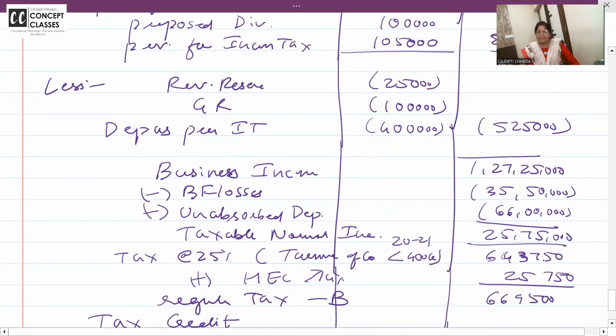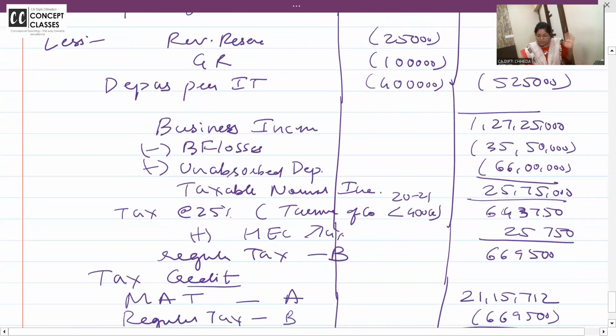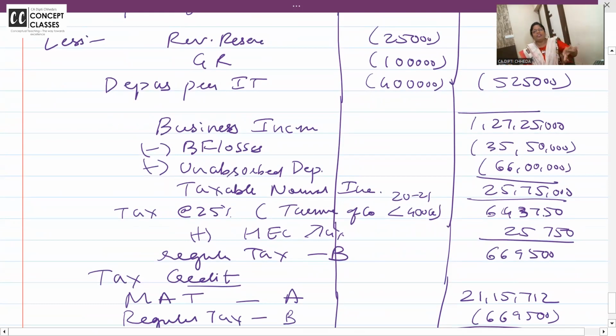Chalo. Did you all like this problem? This was a long problem, dear students. Many times in your exam, they're just asking you to calculate the book profit or calculate the MAT. Do that. Don't do the income tax side. And I am telling you, this problem was easy. If they ask you income tax, they will definitely give you deductions, whether individual or company, whichever it is, they might give you the deductions part. So that is one thing I've been continuously telling you.